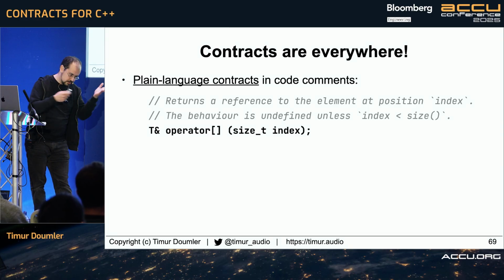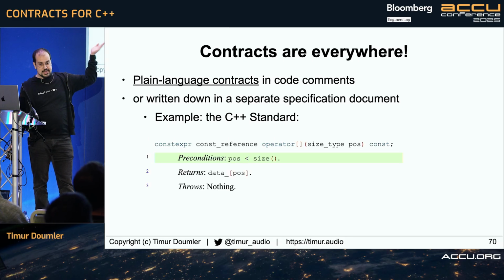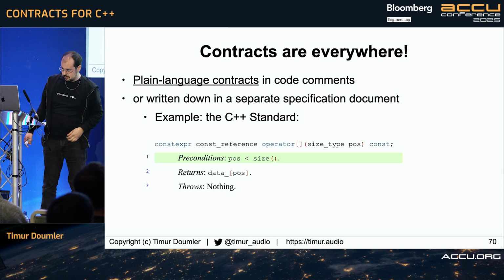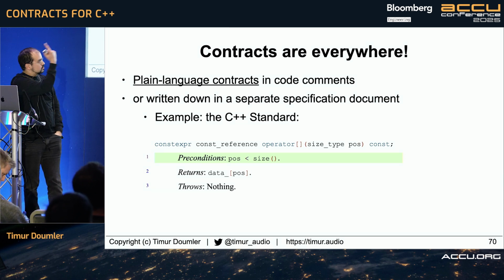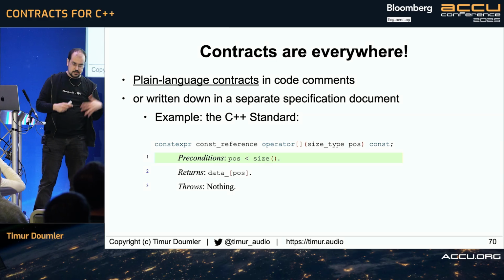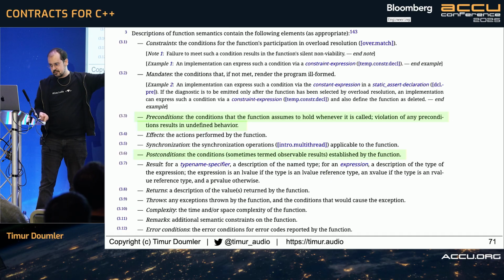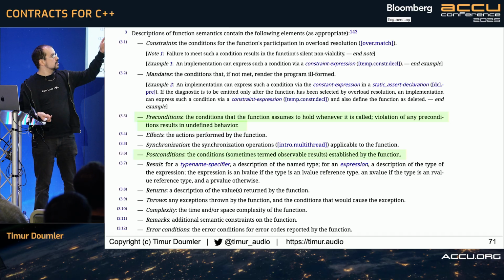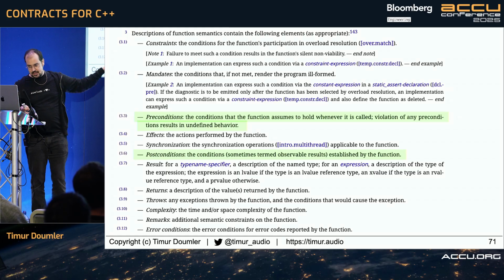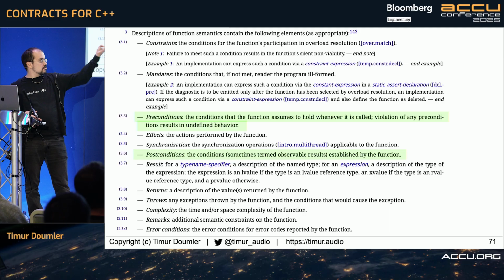It could be also in a separate document, like the C++ standard itself defines preconditions and has done so since the 90s, right? So C++ had contracts since the 90s, since the beginning. It's a precondition of operator square bracket that the index is smaller than size. And the standard actually spells out, again, since the 90s, what preconditions and postconditions are, right? The conditions that the function assumes to hold whenever it's called. Violation of any precondition results in undefined behavior. That's a peculiarity of C++. That doesn't always have to be the case. And then postconditions are the conditions that are established by the function, right?